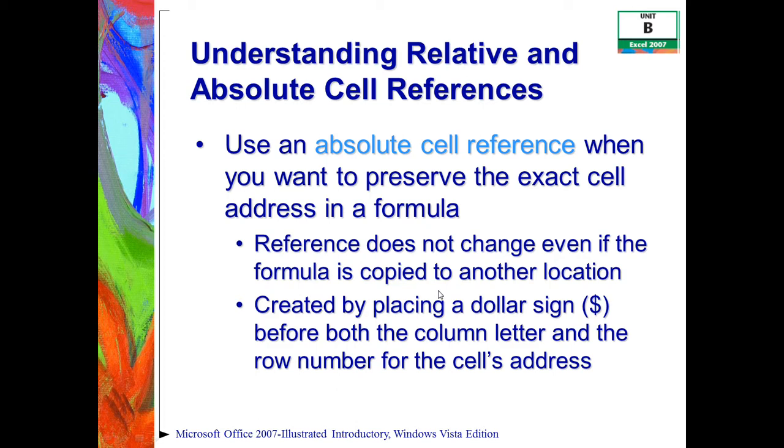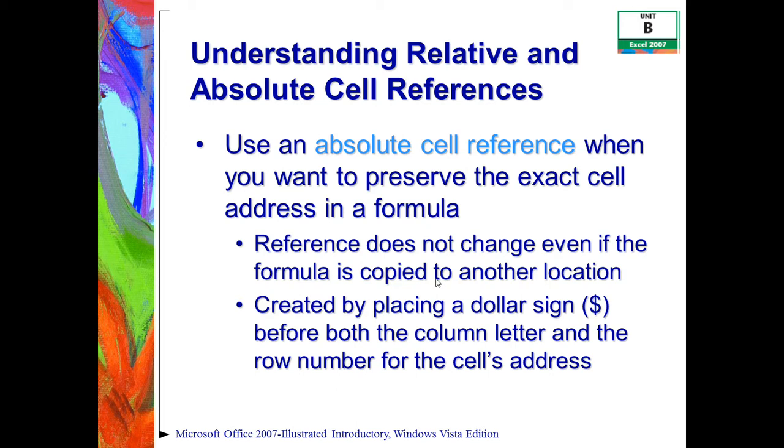Now, however, you want to use an absolute cell reference when you want to preserve the exact cell address in a formula. There are times when you want Excel to retrieve the formula information from a specific cell, and you don't want that cell address in the formula to change when you copy it to a new location. For example, you might have a price in a specific cell that you want to use in all of your formulas, regardless of their location.